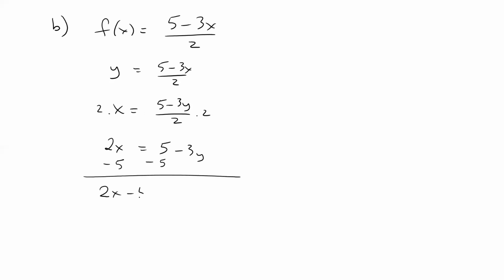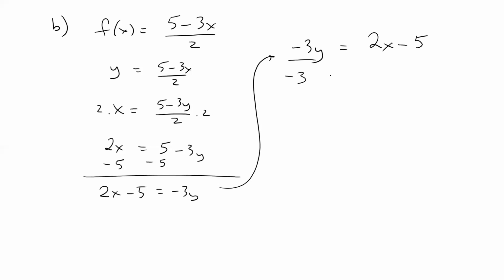So 2x minus 5 is equal to negative 3y. Running out of space. And let me switch it around. Divide both sides by negative 3. And the only thing is we don't like negatives on the bottom. So here's what we're going to do: we're going to take this little negative and put it down in front.